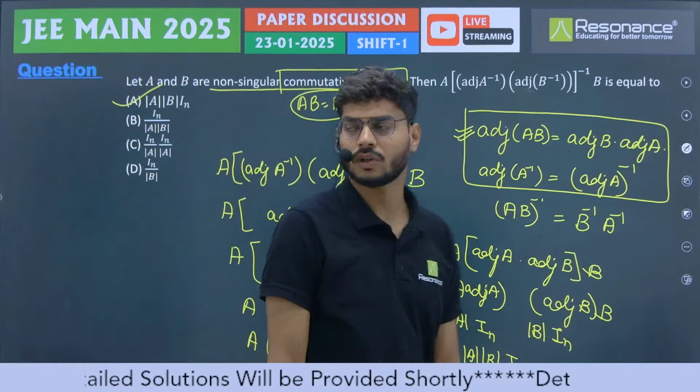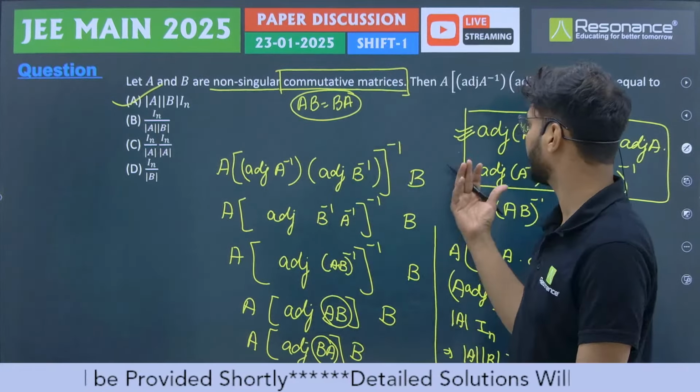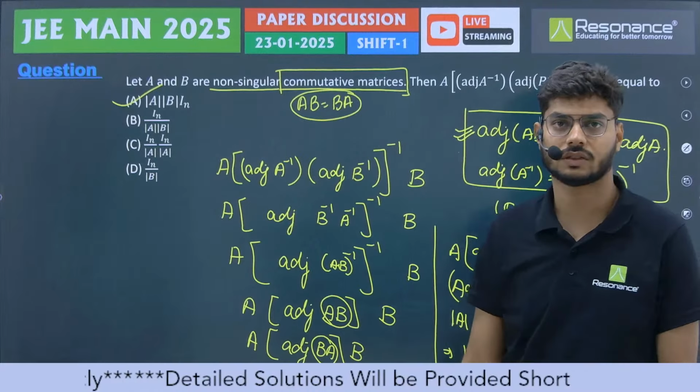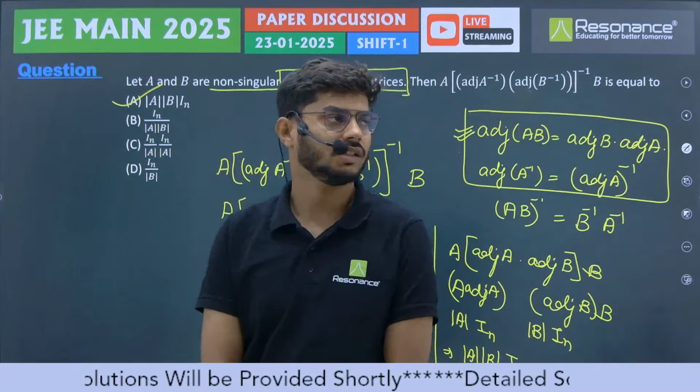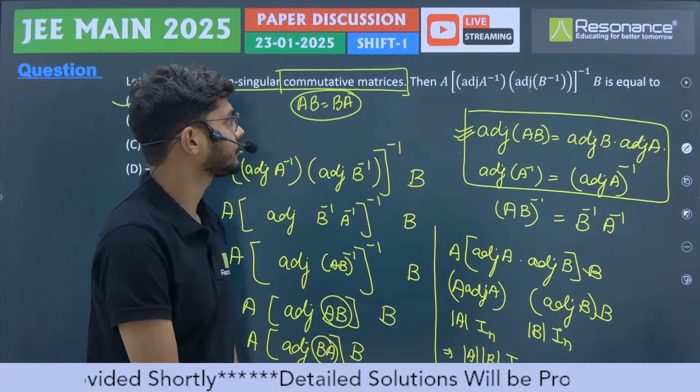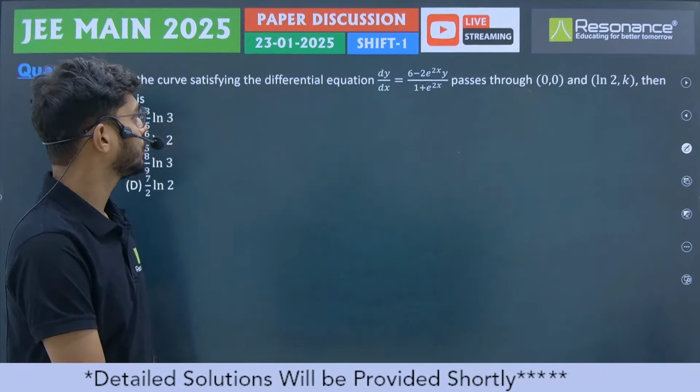I can say this is a moderate level question based on the properties of adjoint as well as a few properties of inverse. If you remember the properties, easily you can solve this particular question. So moving on to the next question.